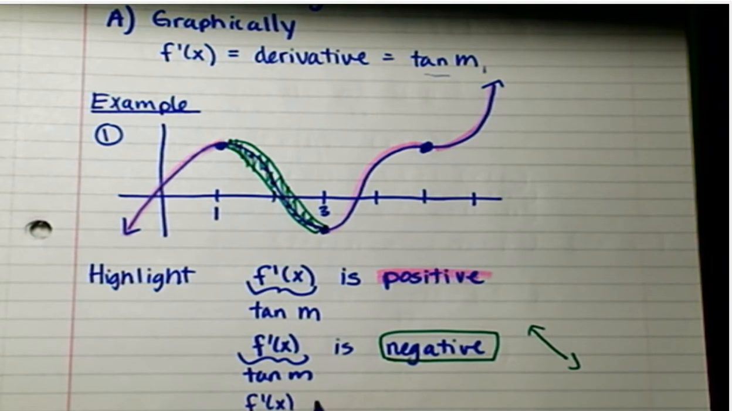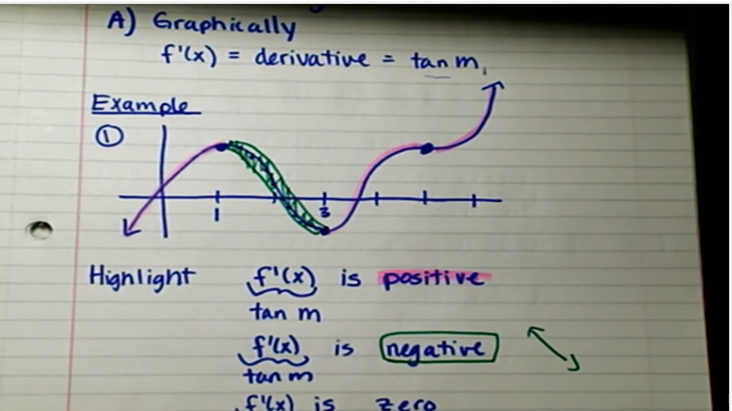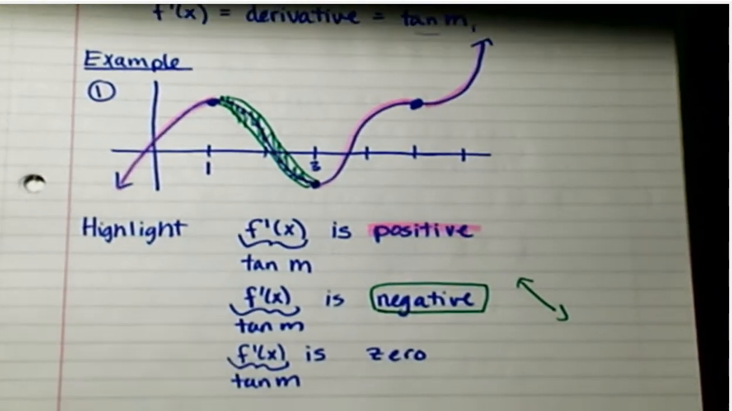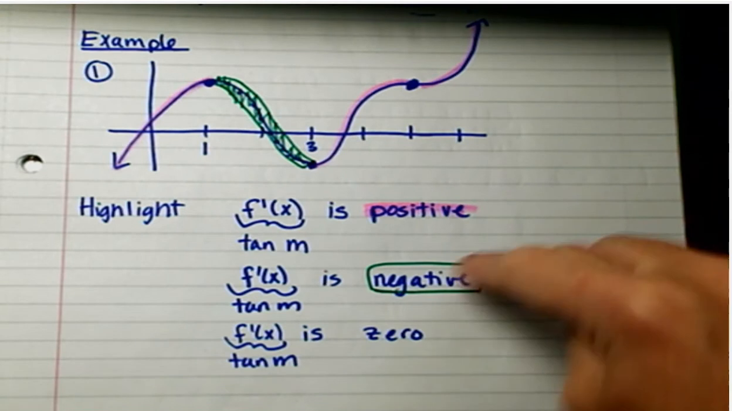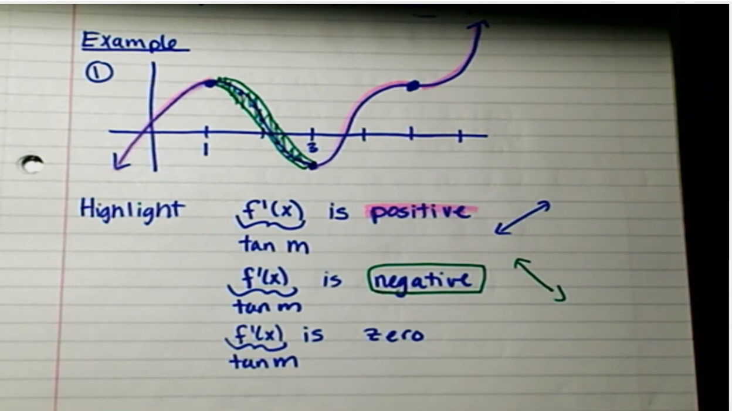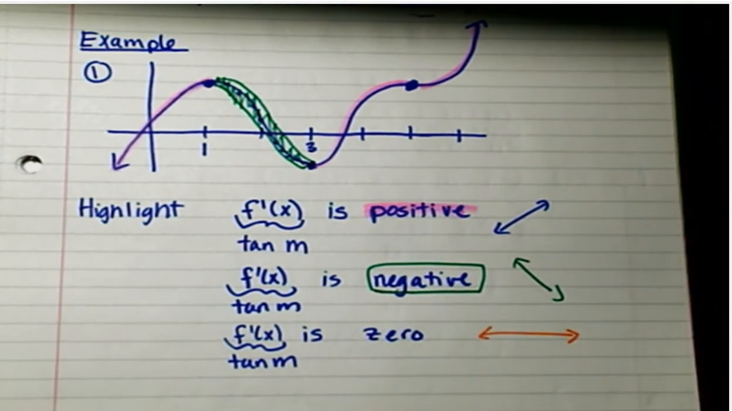F prime of x is 0. Okay, so let's think. Tangent slope is 0. What kind of line has a 0 slope? Don't yell it. What kind of line has a 0 slope? If I'm going to draw it, what does it look like? Positive is like this, negative is like this. Yes, thank you. That's a 0 slope.